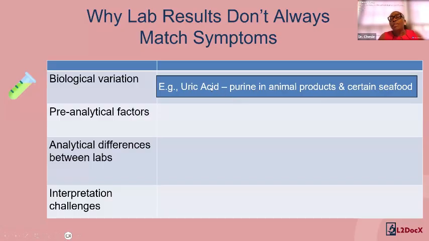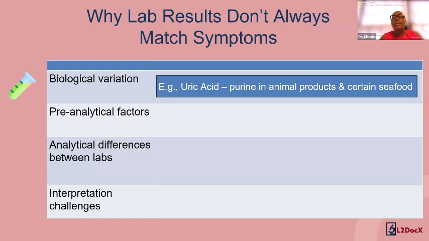uric acid result can be altered because of the presence of purine in animal products and certain seafoods. So let's say you're one of those who loves eating seafood. You just got through eating some shrimps, this big bowl of shrimps or some shrimp fried rice, and you went out there to have your sample collected for uric acid testing. Just know you've compromised those results.